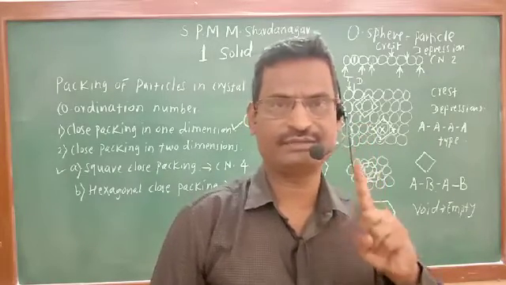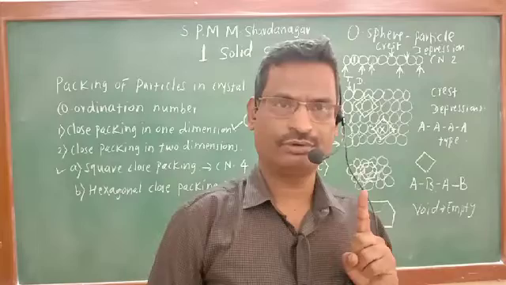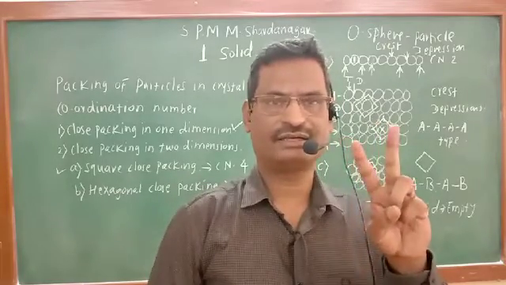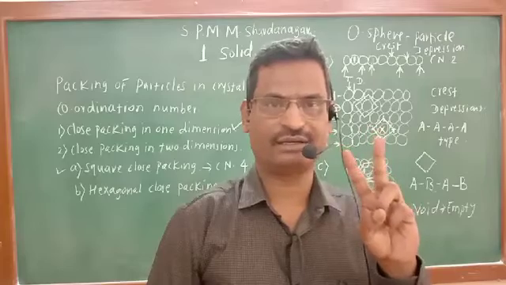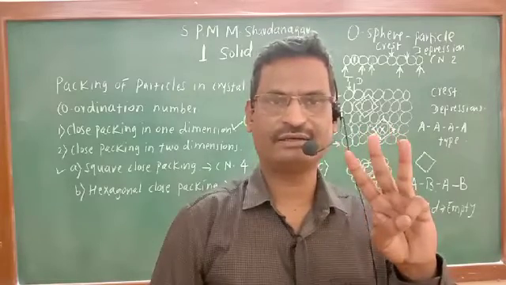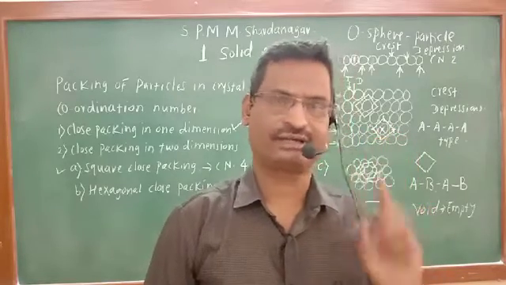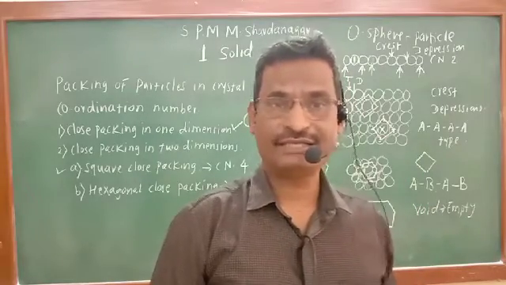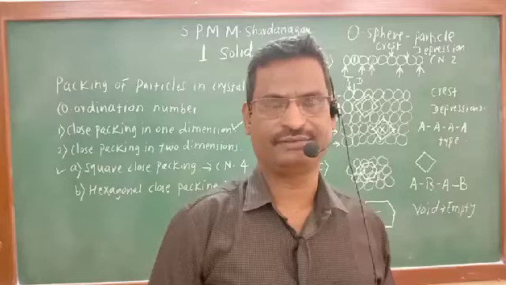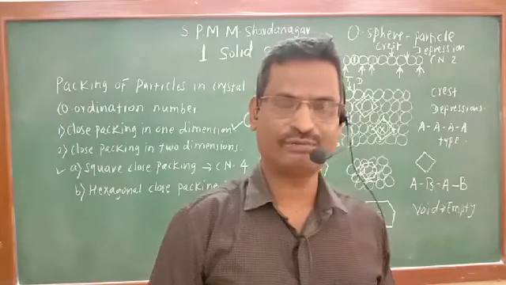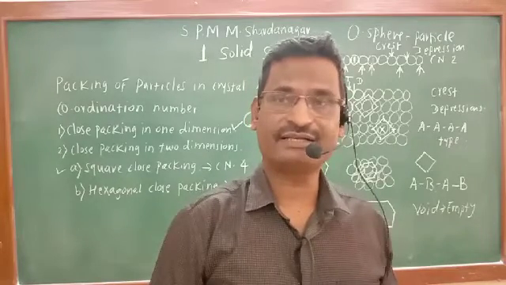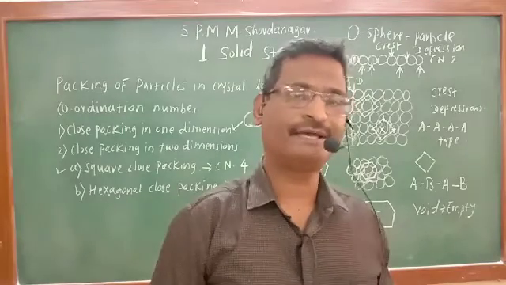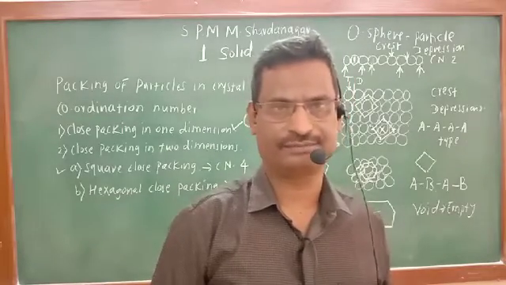The first one is primitive or simple cubic crystal. Second is body-centered cubic crystal. And a third is face-centered cubic crystal. We have seen that BCC and FCC, that is body-centered cubic crystal and face-centered cubic crystal, are modifications of simple cubic crystal.